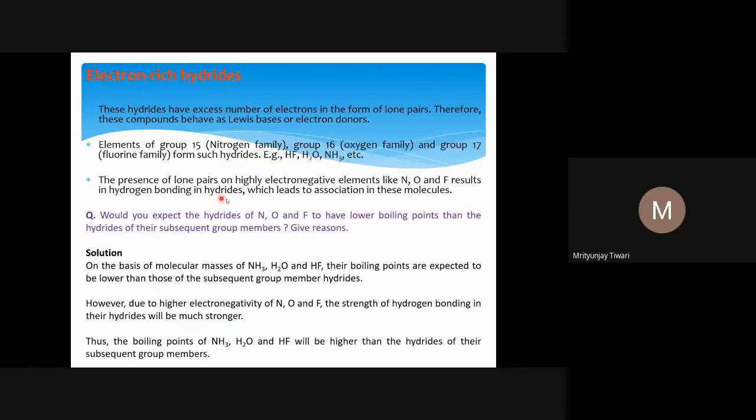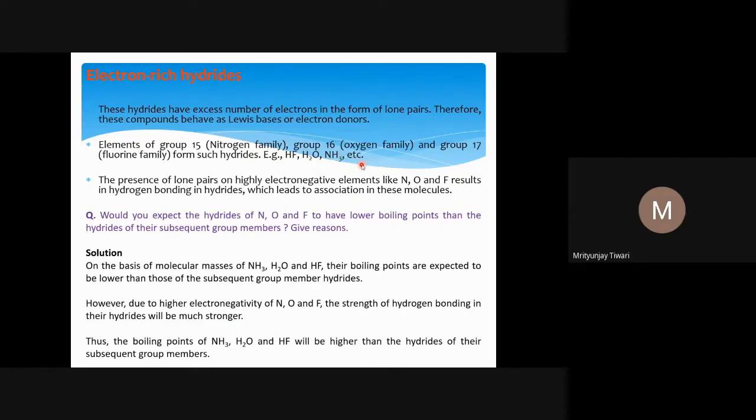The presence of lone pairs on highly electronegative elements like nitrogen, oxygen, and fluorine results in hydrogen bonding in hydrides. If these atoms are highly electronegative like fluorine, oxygen, and nitrogen, these hydrides will form hydrogen bonds, which leads to association in these molecules. So association will increase, and association increasing means melting and boiling point will increase. Only these elements, fluorine, oxygen, nitrogen, have hydrides that form hydrogen bonds.